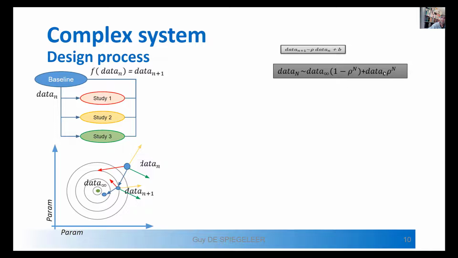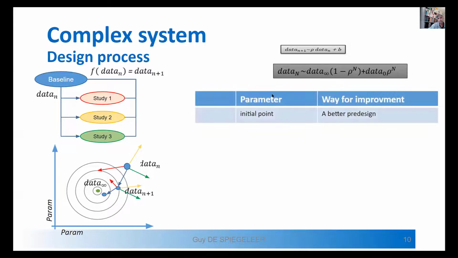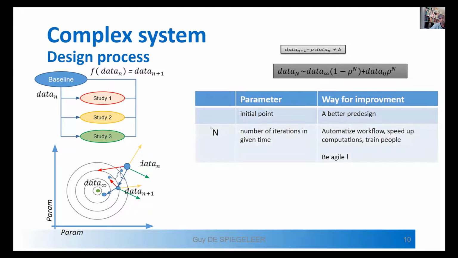Looking at this data 0, this is the initial baseline of your design process. Interesting is to see how you can improve this design process. You can improve it by a better initial design, better pre-design. We know that if this initial data is close to the final one, you have better convergence of your function. You can also increase the number of iterations you performed.